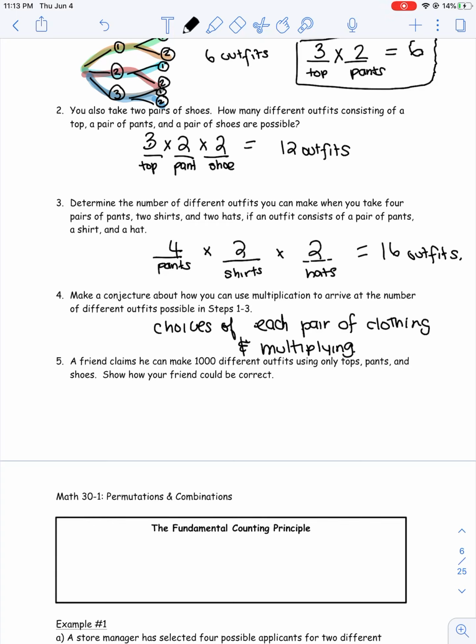So a friend claims that he can make 1,000 different outfits using only tops, so that's one stage that you have to choose, pants, and shoes. So is he correct? Well, yes, because you could multiply 3 numbers, and as long as they give you 1,000 in total for outfits, then this would work. So one possible arrangement is I could have 10 tops, 10 pairs of pants, and 10 shoes, and that could create 1,000 outfits. So this would be one possibility. Now there's many answers for this.